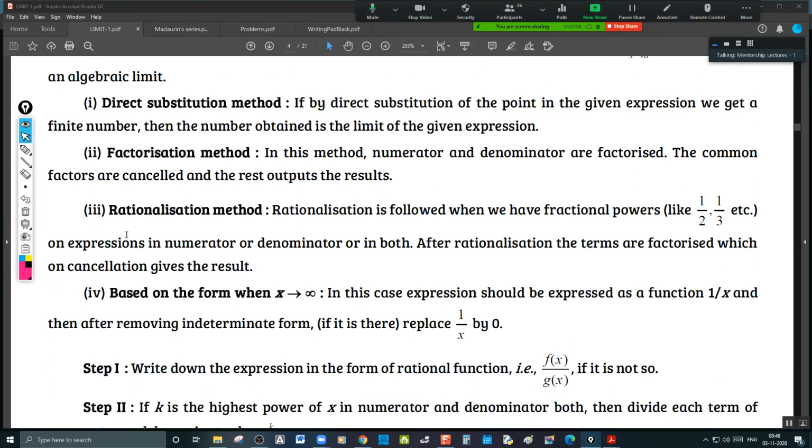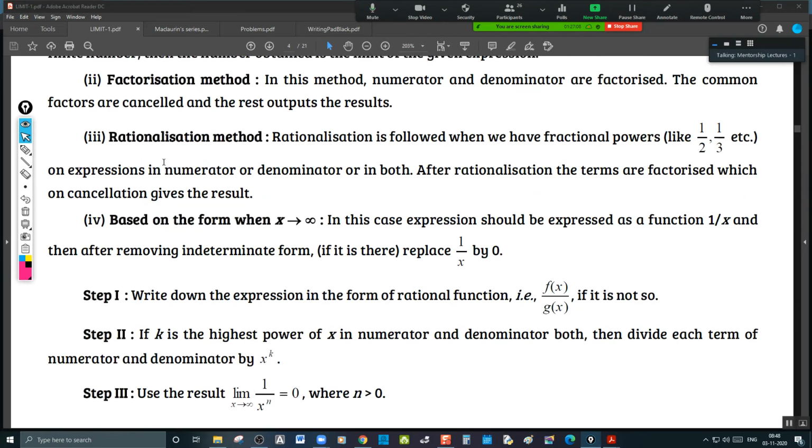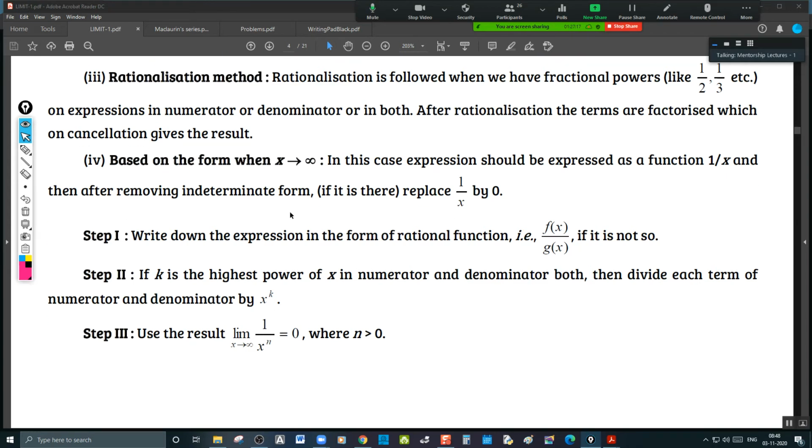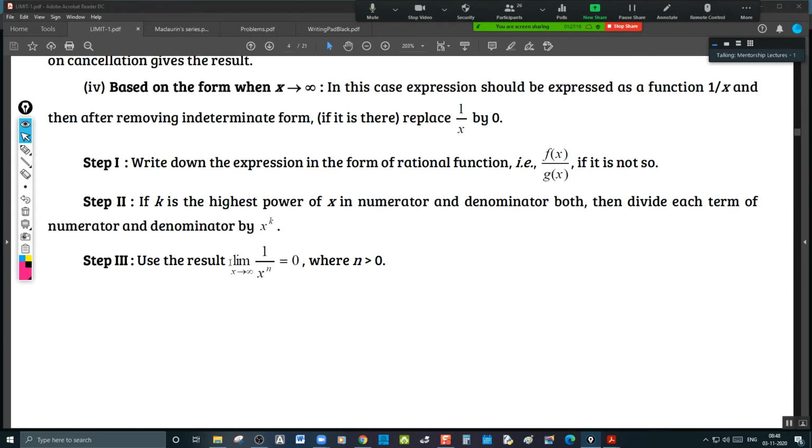Next is rationalization method. I need not explain that. Through rationalization also, that particular value of x can be cancelled off. And if x is tending to infinity, then we write 1 by x tends to 0. So whenever x tends to infinity problems are there, we have to convert them to 1 by x form.